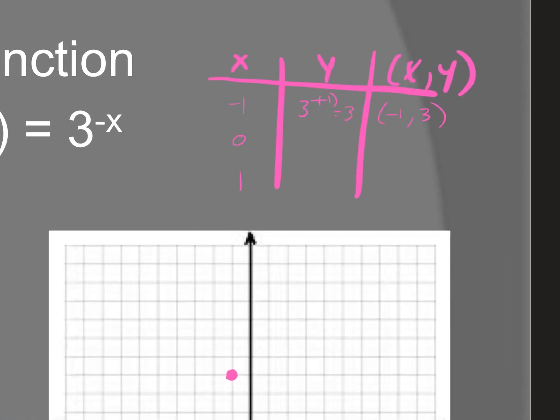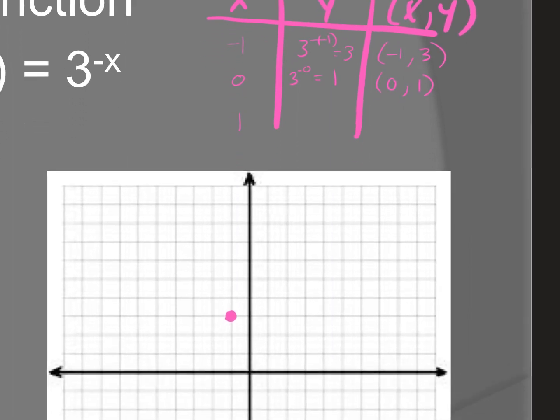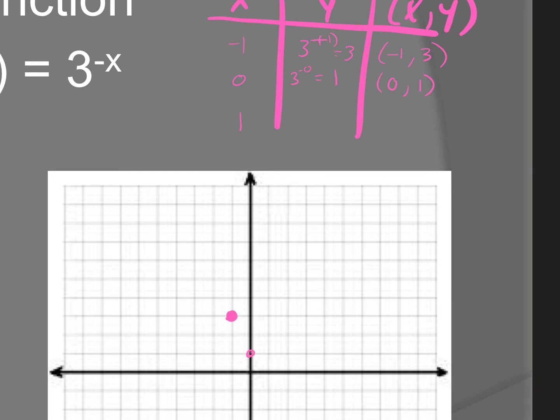Next, I'm going to plug in 0. So 3 to the power of -0 would just be 3 to the power of 0, which is 1. Anything to the power of 0 is 1. So I plugged in 0 and got 1. So my next point would be stay at 0, go up 1. And then lastly, I'm going to plug in 1.